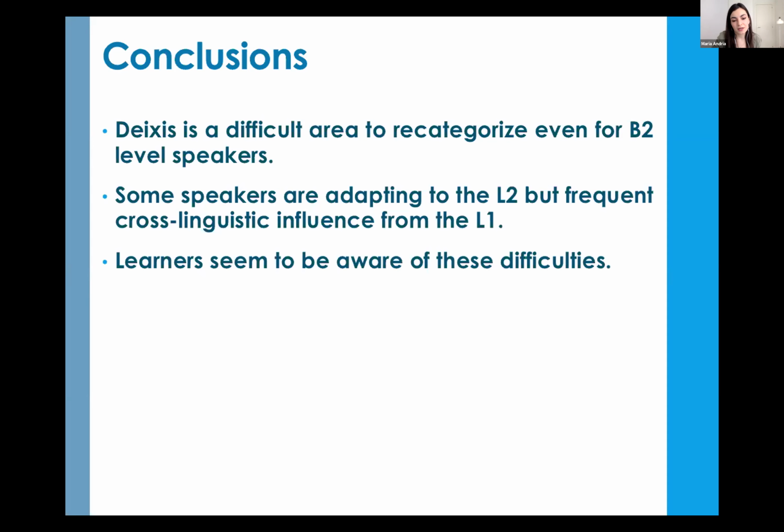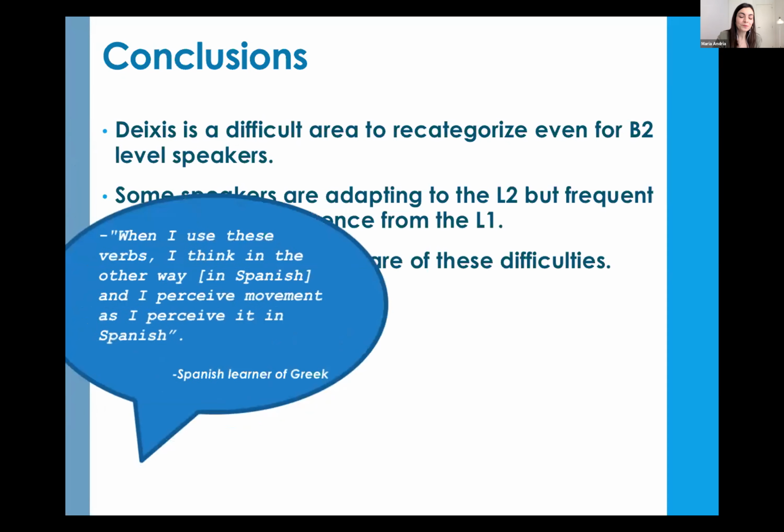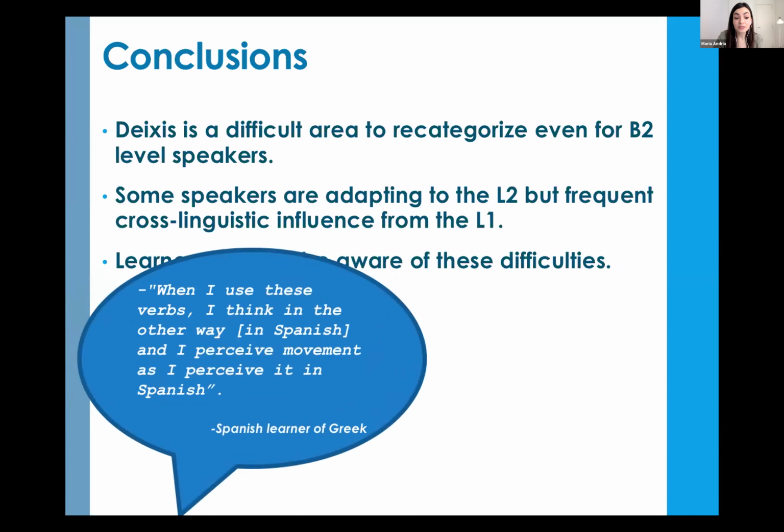And that was something that we found a lot in the oral protocols, and we got very insightful comments on the use of these verbs. Here we have chosen a couple of them, which we consider quite representative. So here there is one quote of a Spanish learner of Greek who says, when I use these verbs, I think in the other way, in Spanish, and I perceive movement as I perceive it in Spanish.